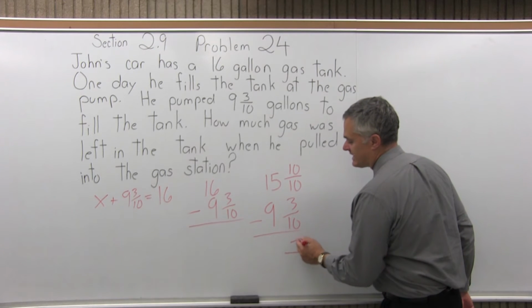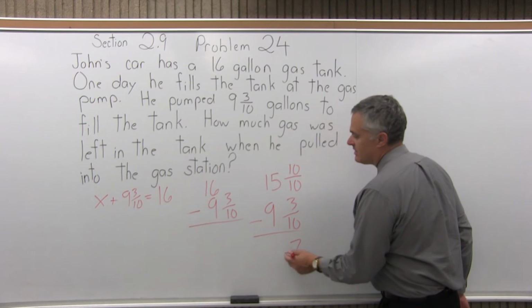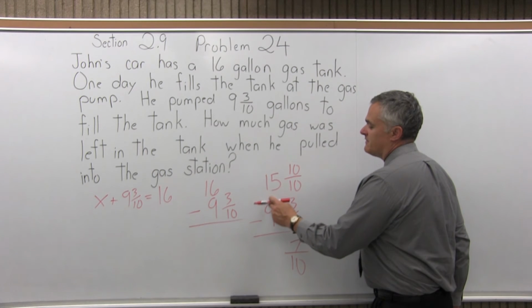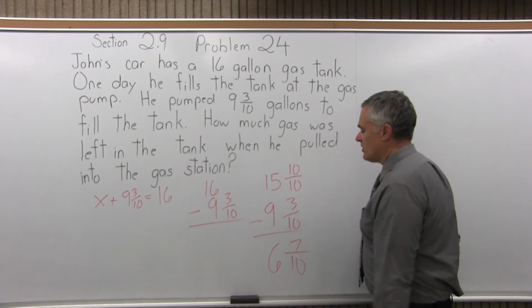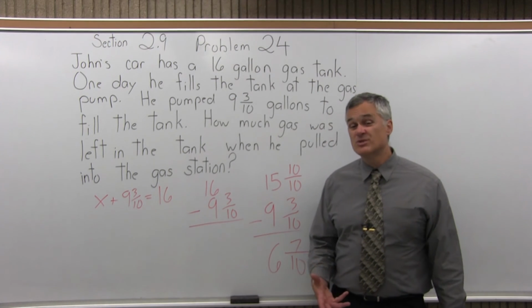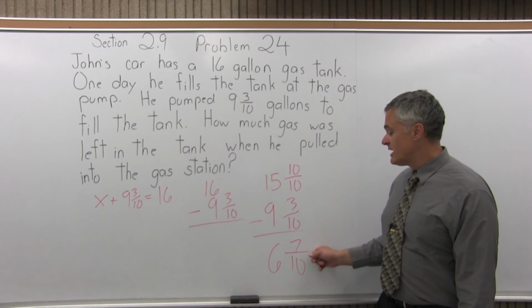10 minus 3 is 7. My common denominator is 10. Now the whole numbers, 15 minus 9. 15 minus 9 is 6. So the answer is 6 7/10. Can you reduce the 6 7/10? You cannot. So that's the final answer.